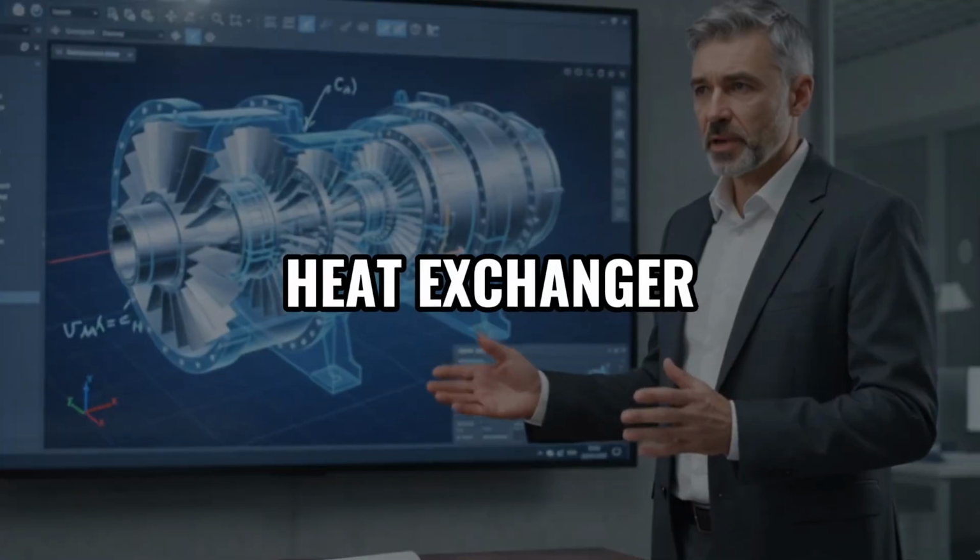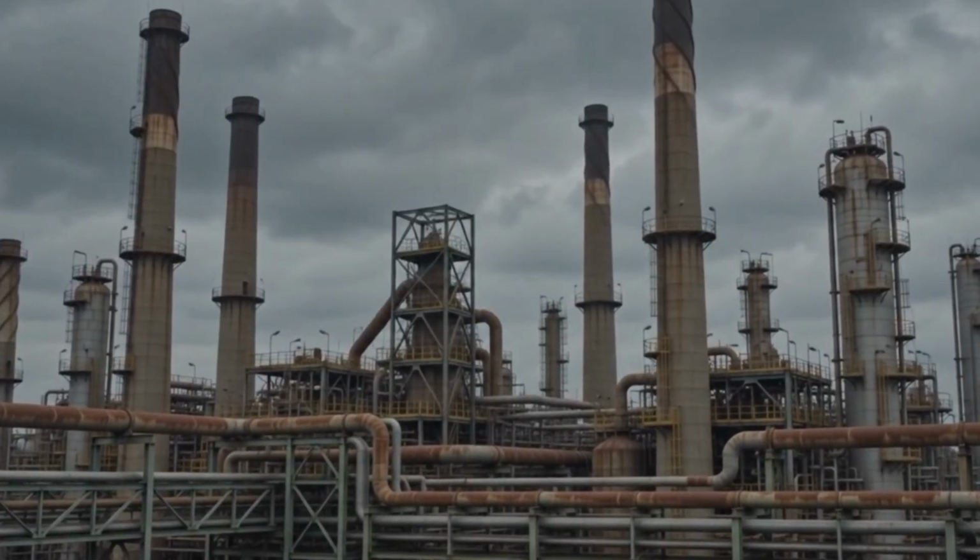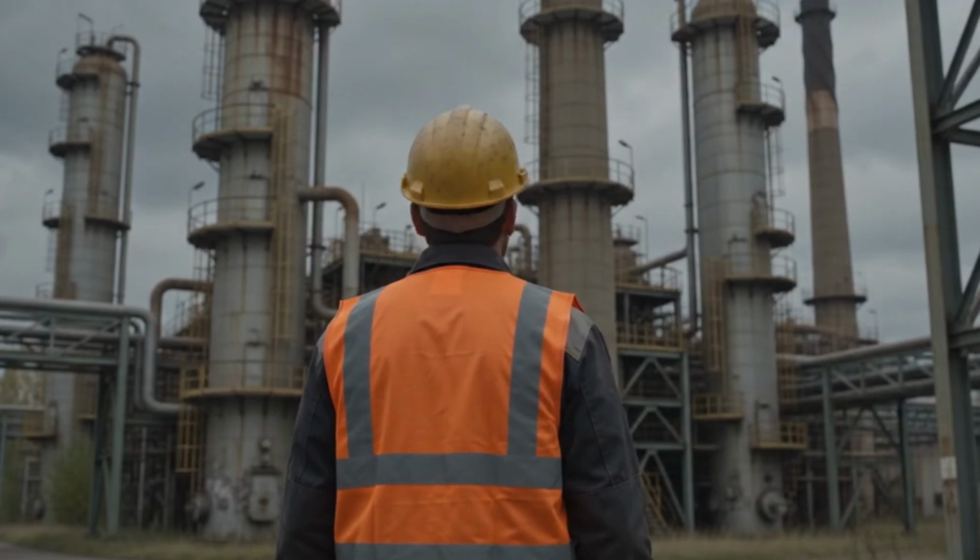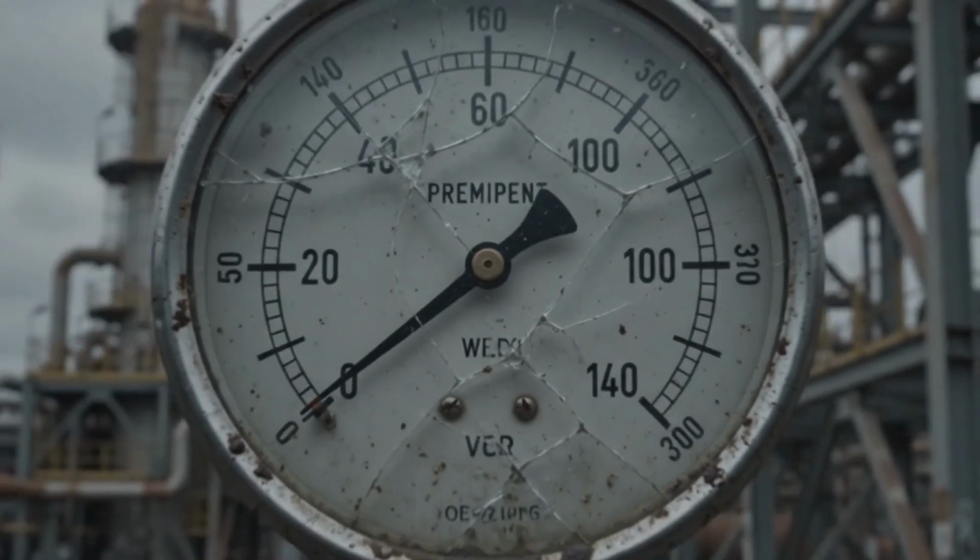Engineers call it a heat exchanger. Without heat exchangers, modern industrial civilization as we know it would not function. Not would function less efficiently, would not function.